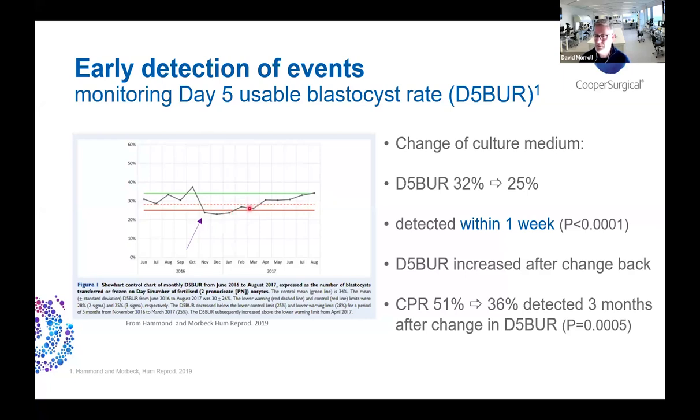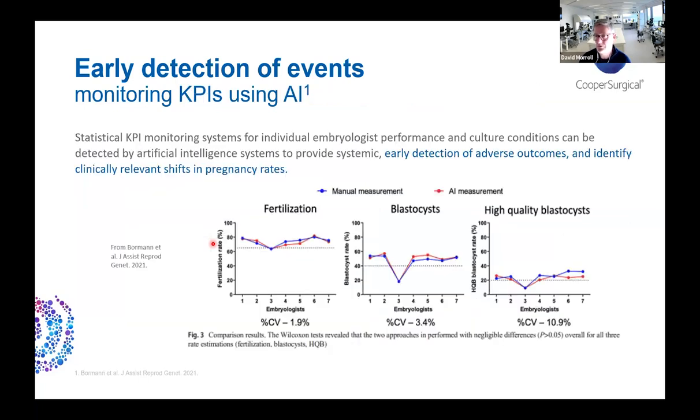They changed the medium back, and you can see that the results gently climbed back. What they also report in this paper, interestingly, is the clinical pregnancy rate also dipped during this time, but it took 3 months to detect that compared to the 1 week with the day 5 usable blastocyst rate. So a good example of targeting your KPIs to give you quick wins and good oversight of lab performance.